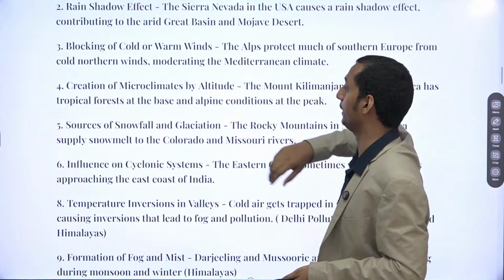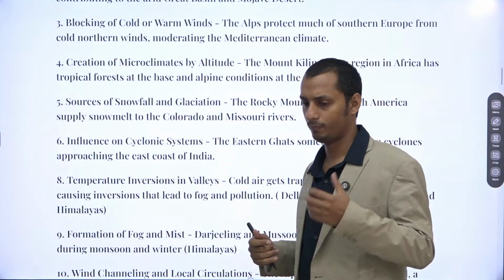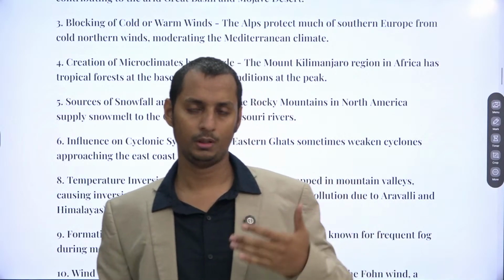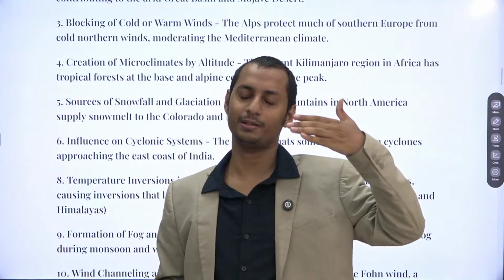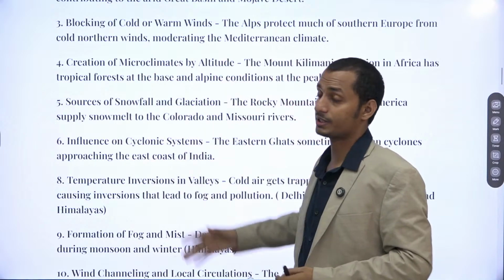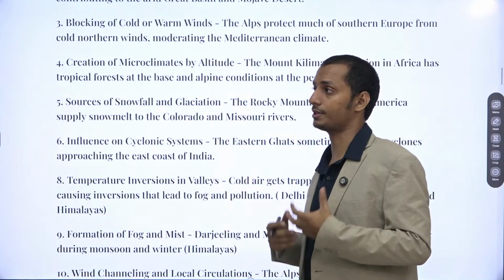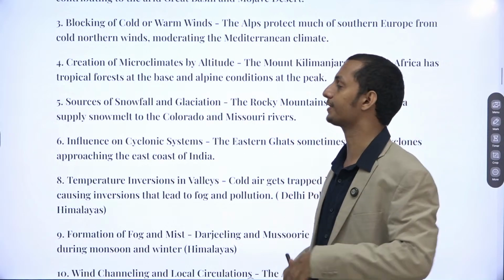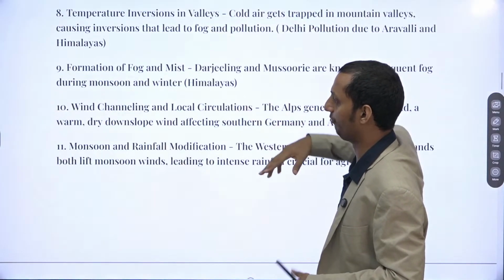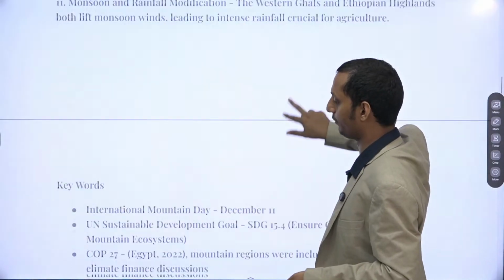Here you can mention the Himalayas, creation of microclimates by altitude. Even in the Himalayas, we have different climatic regions, right? We have Himadri, Himachal and Shivalik, and all these places have different climatic regions. So the mountain ranges in themselves form different climatic regions, sources of snowfall and glaciation such as the Himalayas, and also several rivers such as the Ganges and the Yamuna, influence on cyclone systems, temperature inversion, formation of fog, wind channeling, pollution, monsoon. Try to form all these factors.